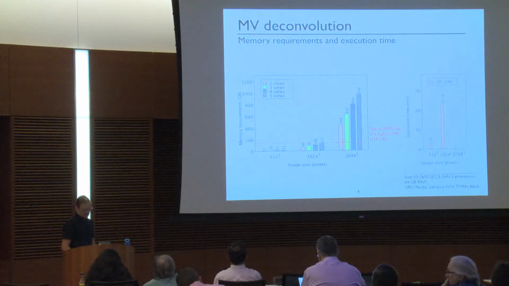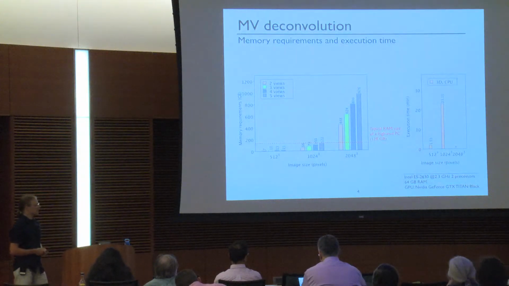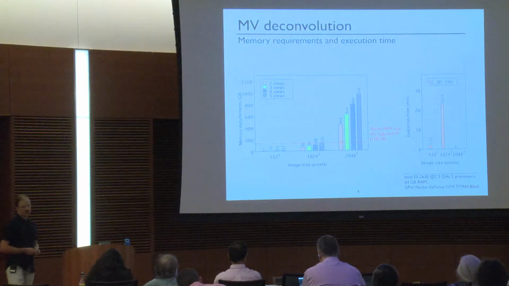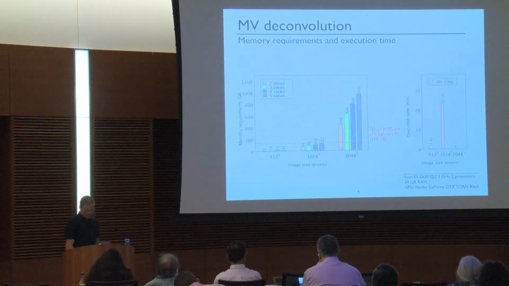So the other thing is processing time. Processing 2 views of a 1,000 by 1,000 by 1,000 pixel data set takes 23 minutes. The acquisition of such a data set takes maybe 20 seconds. So there's a huge difference, and that's just not comparable.